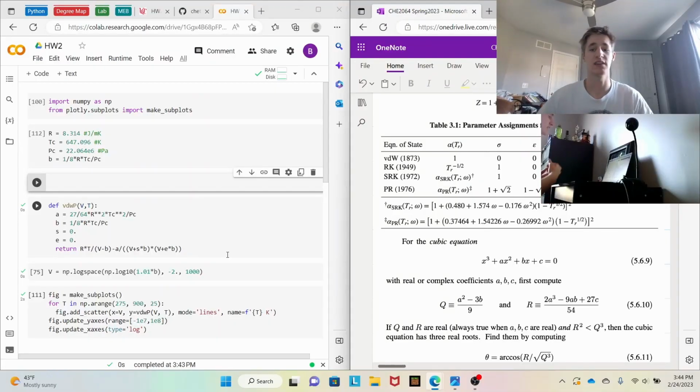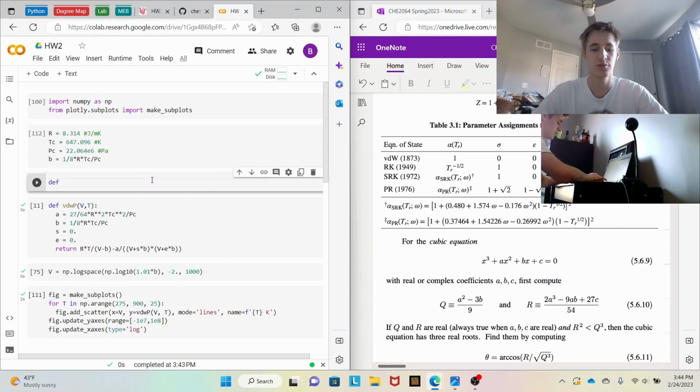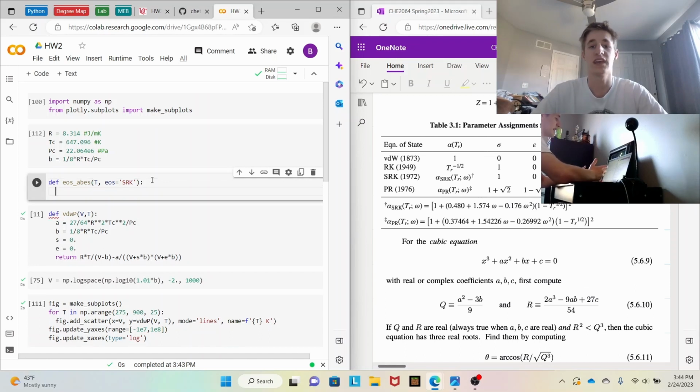Now I will be implementing the SRK equation of state. The first thing I want to do is define a function. We'll call it equation of state ABES with inputs temperature and equation of state, which we will default to SRK. I'm calling it ABES because those are the 4 variables that we will be pulling out of this. And so if we look here, our first parameter, alpha, for van der Waals equation of state is 1. For the SRK equation of state, it's this long expression right here. So we will write that in.